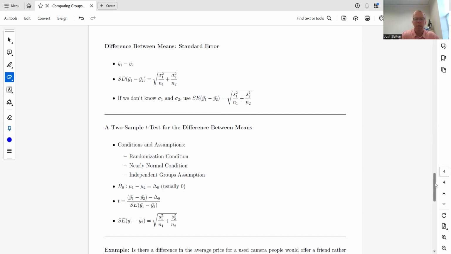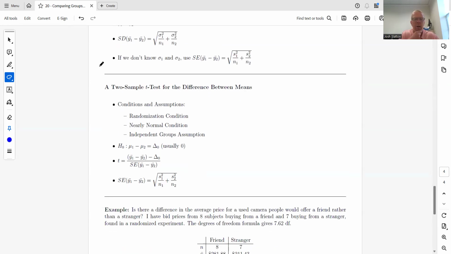Then we can talk about the conditions. The conditions are the same as with one mean, with the added assumption that the groups are independent. Then the null hypothesis: we have the difference of the means, and we'll denote this delta 0, although it's usually going to be just 0. And then we have the t-score, similar to the z-score. We take the difference of the samples, then subtract the population difference, which we're going to most of the time use 0, and then divide that difference by the standard error. And then the standard error again is using this formula.